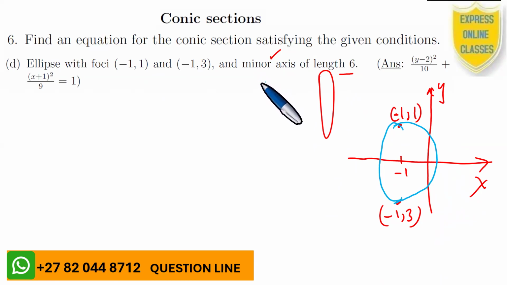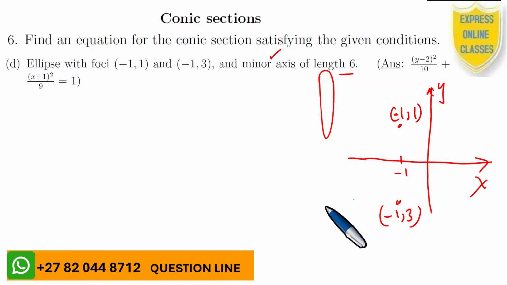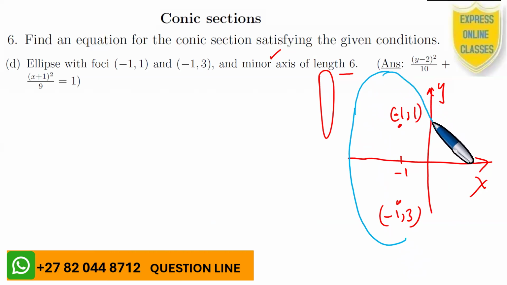Now they wanted to give us the ends of the minor axis, but they did not give us the ends of the minor axis, but they just gave us the length. Anyway, these are just foci, remember? So the graph is going to go above them. Which means that the graph is going to go like this.